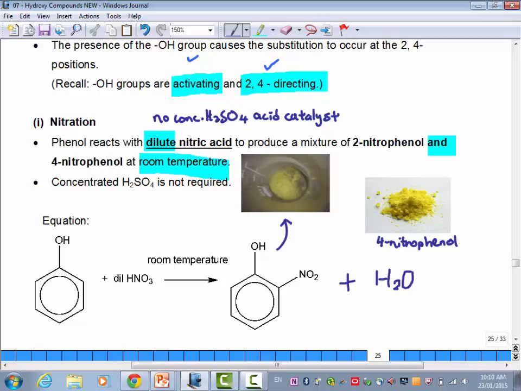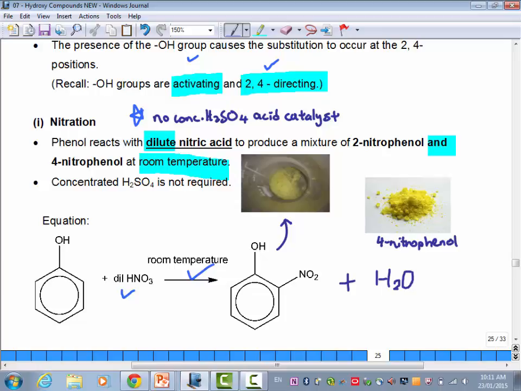But in the case of phenol, you realize that, number one, there is no need for conc. H2SO4 acid catalyst. Why? Because due to the ring activating property of the OH group, phenol will undergo electrophilic substitution more readily, and hence you don't need a stronger electrophile. So in this case, just dilute nitric acid at room temperature will do. So the reagents and conditions here: dilute nitric acid, room temperature.